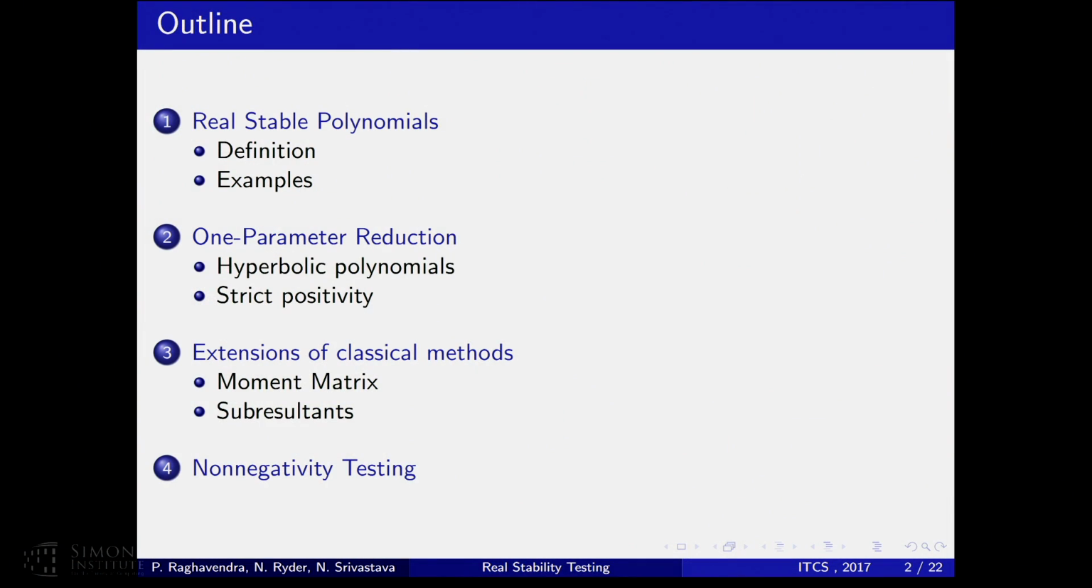So first, I'm going to start off by introducing real stable polynomials, giving a definition of them, giving you some examples of them, and mentioning some work they're used in. Then I will talk about our main reduction in our paper, which uses convexity results about hyperbolic polynomials. I'll talk about how we then solve our reduced problem, and I'll wrap it up with a little comment on non-negativity testing, which we'll need.